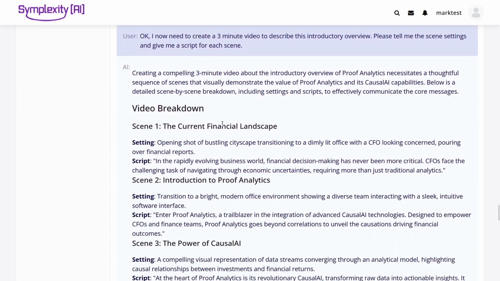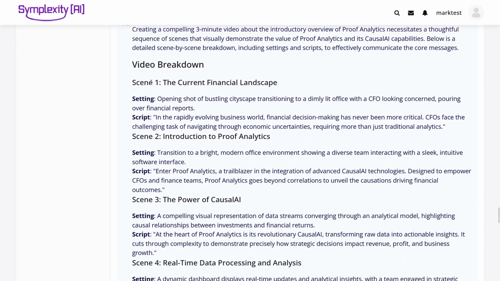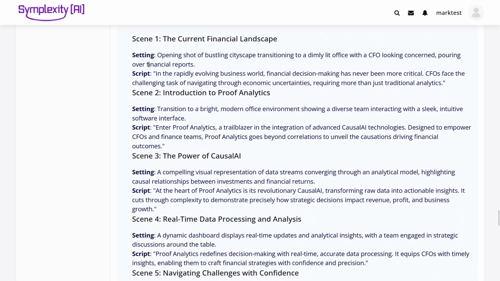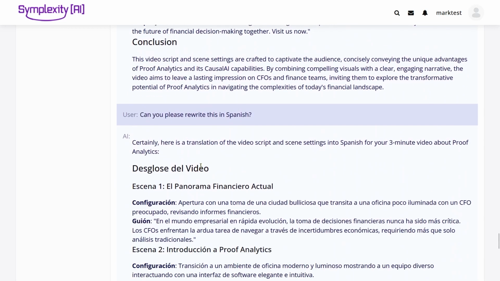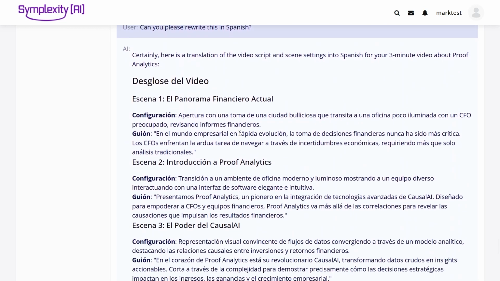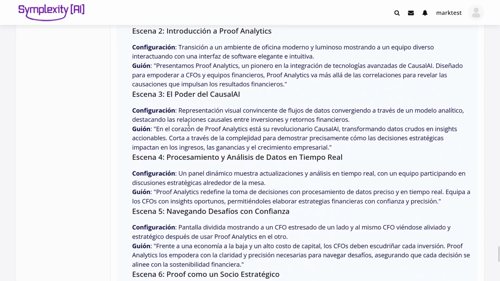And this is also like throwing tricks at it now. I need to do a 3-minute video on that introductory overview. Give me the scenes and the script for each. 3-minute video on topic, gives you the setting, which is the scene, as well as the script. Boom. Now, this is the Spanish part. Can you rewrite this in Spanish? Excellent job.